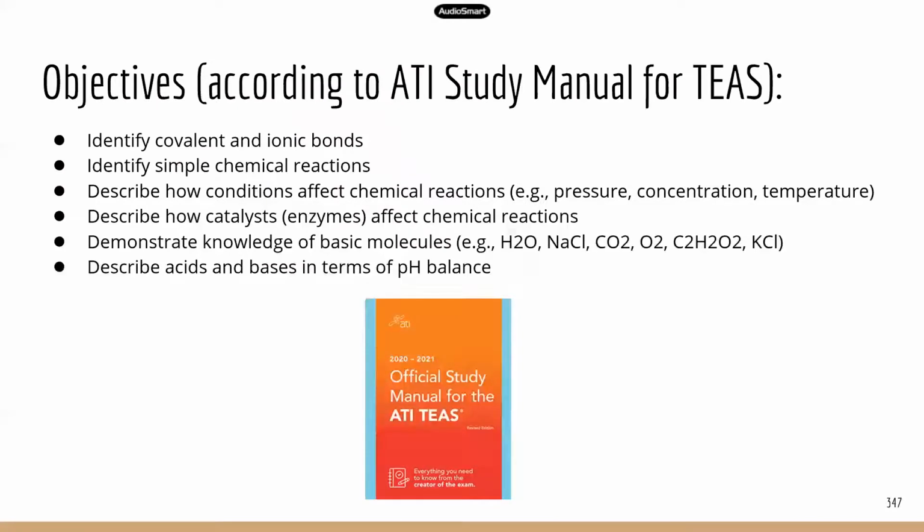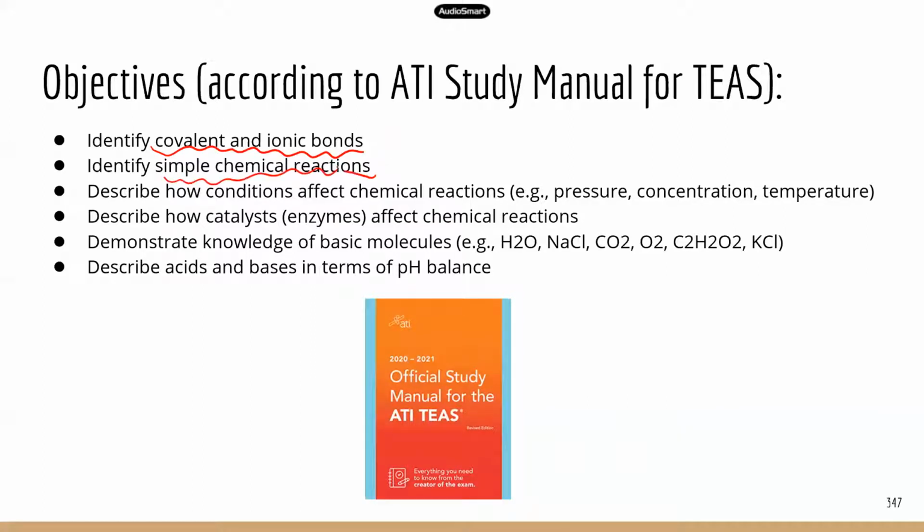Here are the objectives from ATI. You need to be able to identify covalent and ionic bonds, which we touched on in the earlier lesson, but we'll go over that again because you may see an example of a chemical and then you need to be able to tell whether the chemical bond formed within that molecule is a covalent bond or ionic bond.